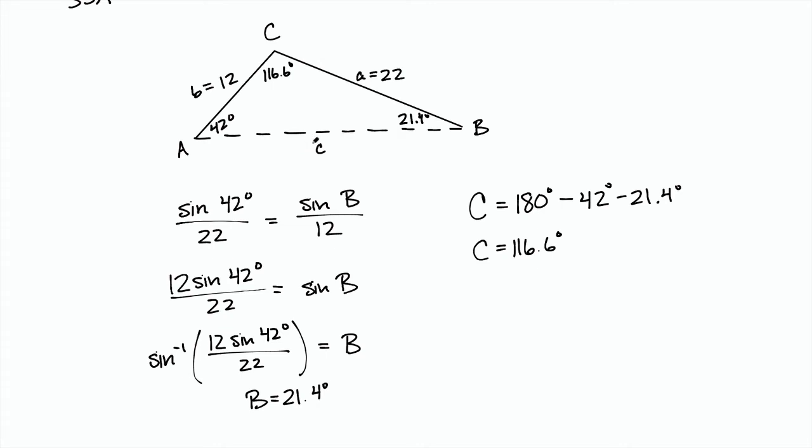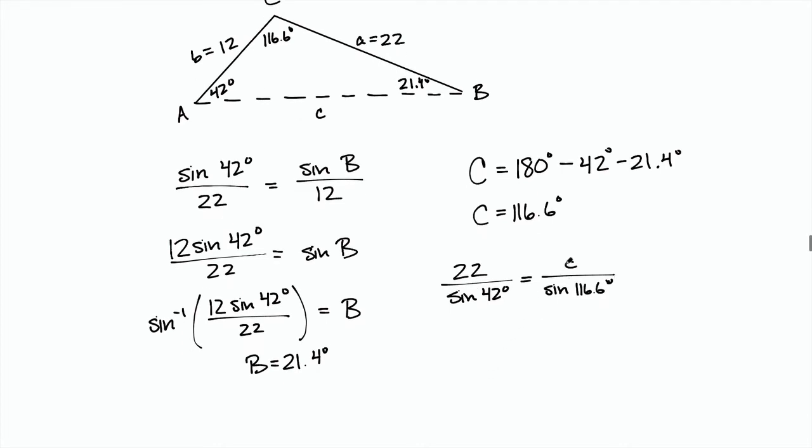And now the last thing I need is my side length C. So to solve for that, I'm going to use the form of the law of sines where the side is on top. And I'm going to use the A's since those were the original ones given. So 22 over sine of the angle A, 42 degrees, equals the side length C over the sine of the 116.6 degrees. And now I can solve for side C. So I'm going to do my 22 times the sine of 116.6 degrees over sine of 42 degrees equals C.